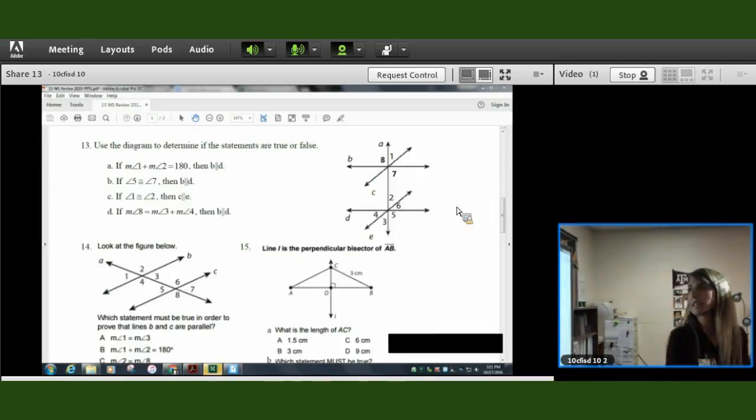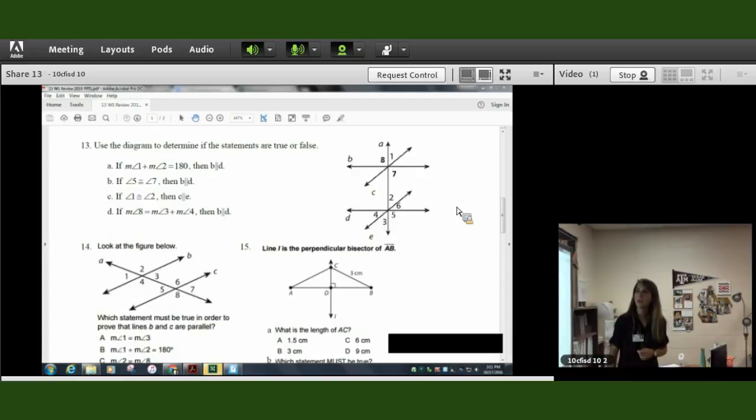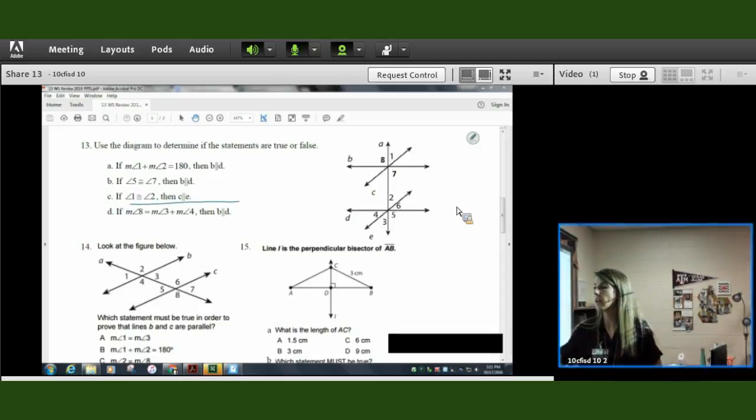We're looking at 13D. Use the diagram to determine if the statements are true or false. Do we have any lines in this diagram that are parallel? None of them. So right now, so far, nothing is parallel. This is our if, that's our hypothesis, and our conclusion.